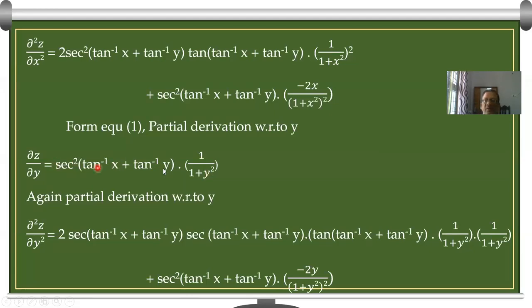Here we have three functions. First power, sec, and the next, tan inverse x plus tan inverse y. First power, 2 into sec of (tan inverse x plus tan inverse y) into sec of (tan inverse x plus tan inverse y), and tan of (tan inverse x plus tan inverse y) is as it is. Tan inverse x derivation is 0 because we are operating partial derivation with respect to y, and tan inverse y derivation is 1 by 1 plus y square. Already we have the 1 by 1 plus y square term. It is as it is. Okay. Next.